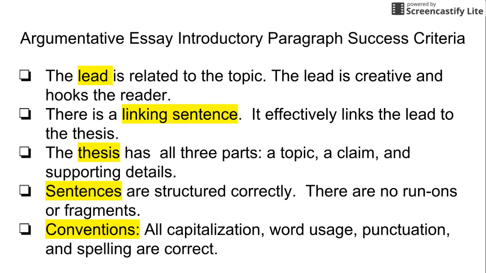Today you will finish writing your introductory paragraph. How will you know if you have been successful? Here is the criteria. The lead is related to the topic. The lead is creative and hooks the reader. There is a linking sentence. It effectively links the lead to the thesis. The thesis has all 3 parts: a topic, a claim, and supporting details.